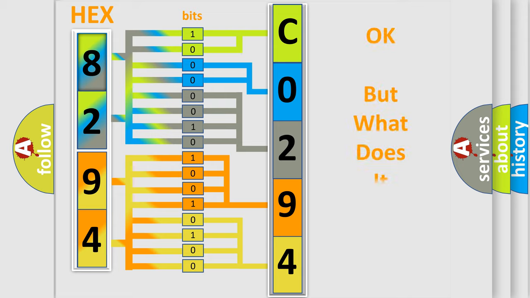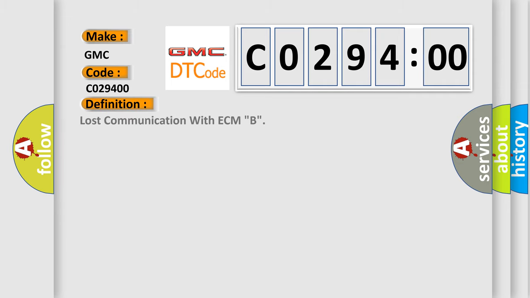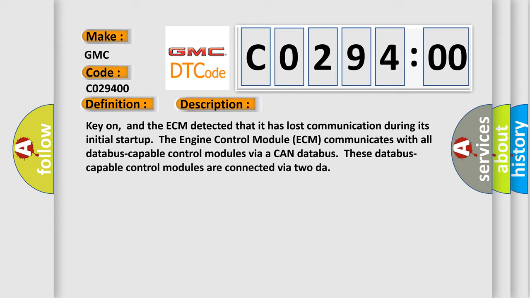The number itself does not make sense to us if we cannot assign information about it to what it actually expresses. So, what does the Diagnostic Trouble Code C0294-00 interpret specifically for GMC car manufacturers? The basic definition is lost communication with ECM B. And now this is a short description of this DTC code. Key on, and the ECM detected that it has lost communication during its initial startup.